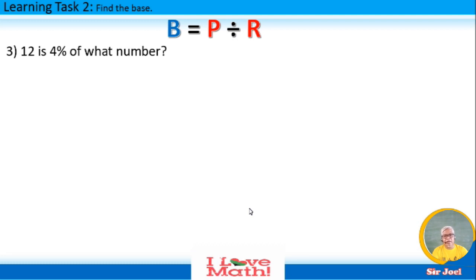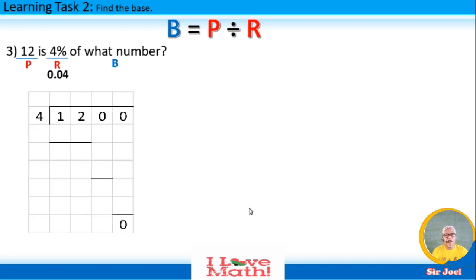4% ang rate. Okay? So, alamin natin yung dalawa. Alin ang base, alin ang percentage. So, by the way, 4% is equivalent to 0.04. Okay? Next, we have 12 being the percentage before the word is. And after the word of is the base, which is the unknown. So, to solve this problem, meron tayong 1,200 divided by 4.